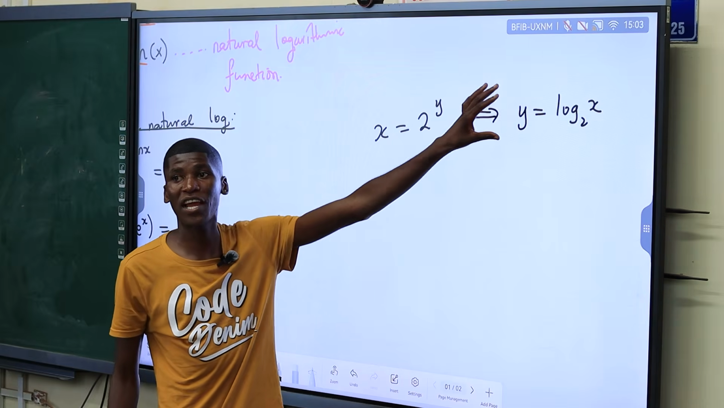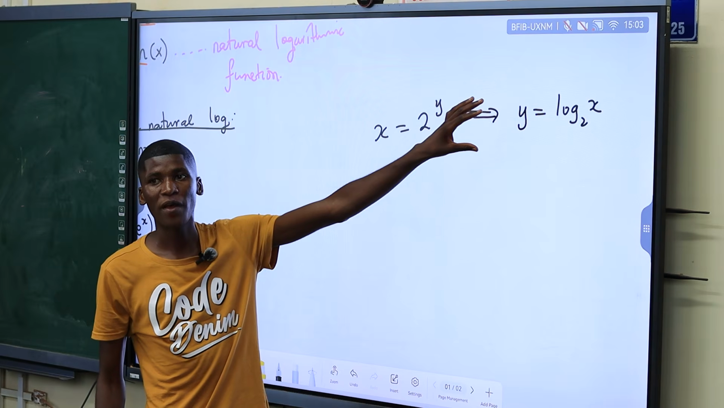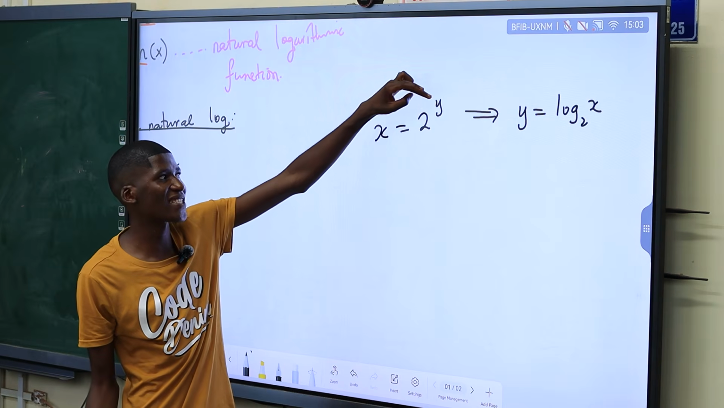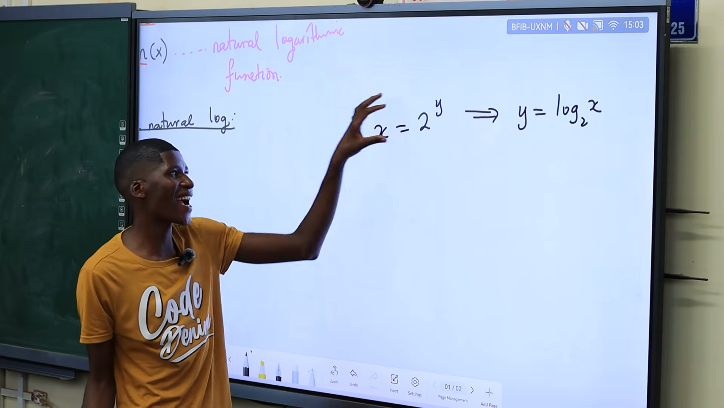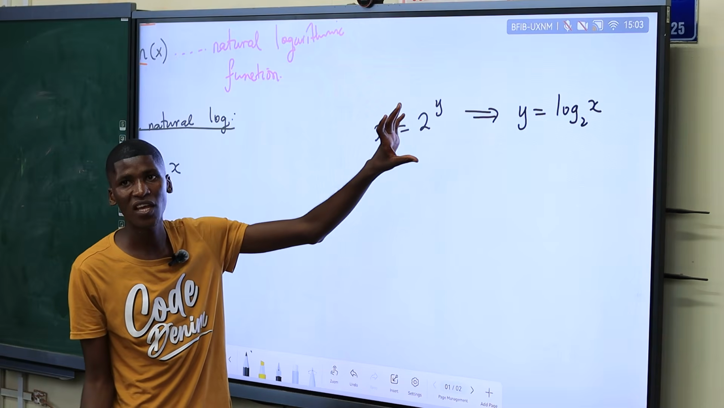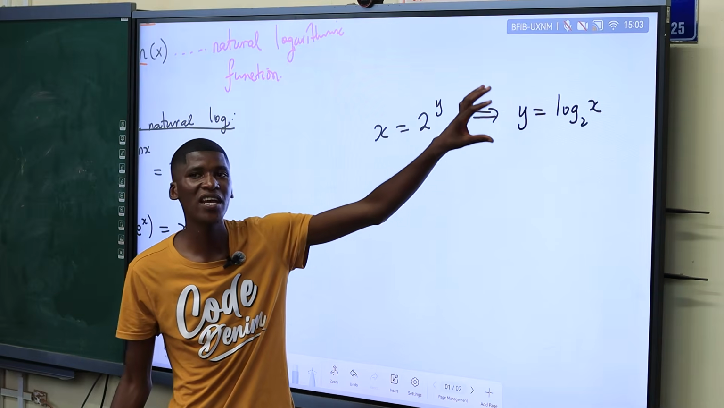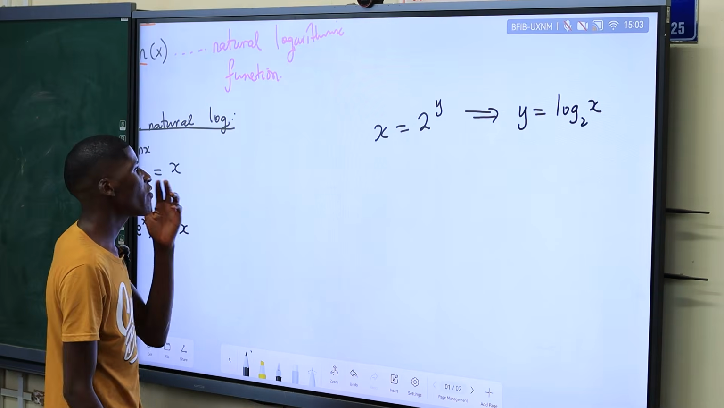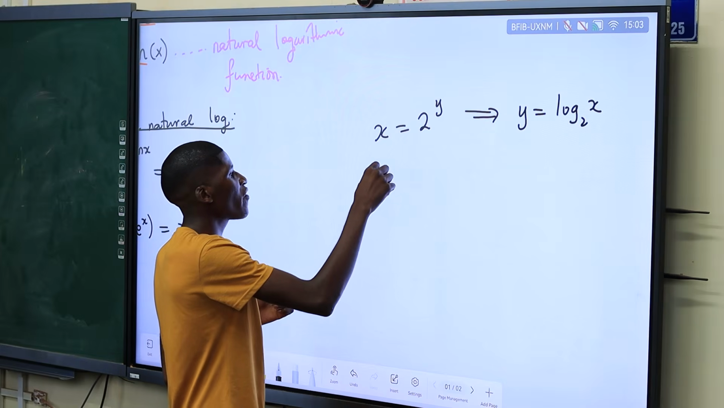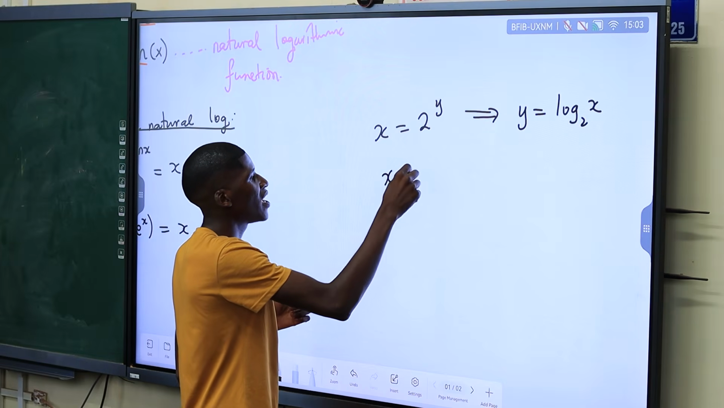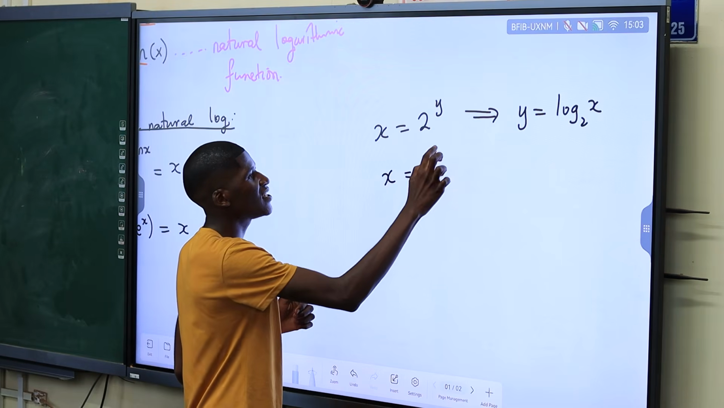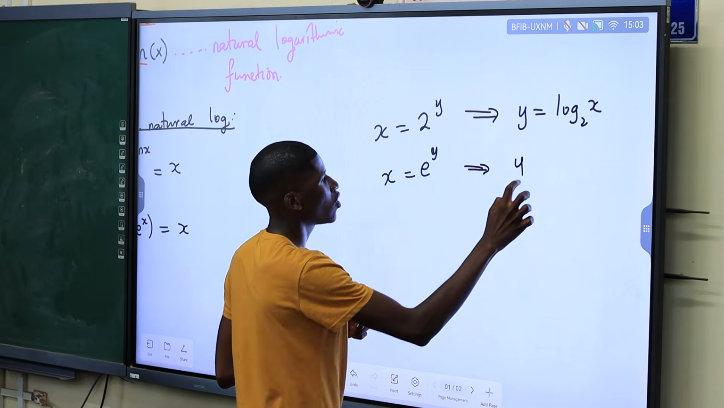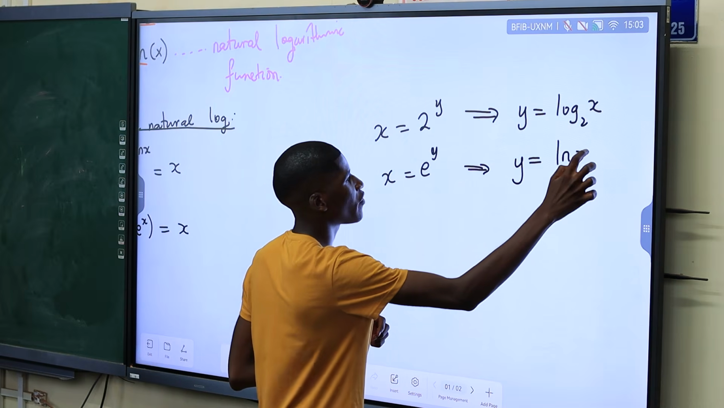My expressions are equivalent, because what we have done is make y the subject of the formula, but we haven't changed anything in our equation, we just made y the subject of the formula. So what if we have something like this? What if we have got x here, and then we have got e to the power of y?